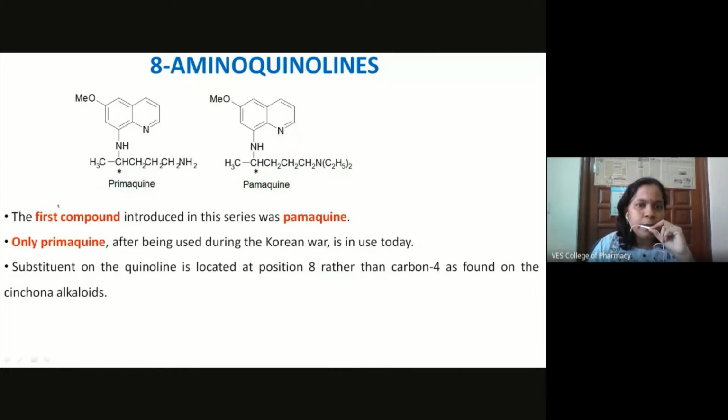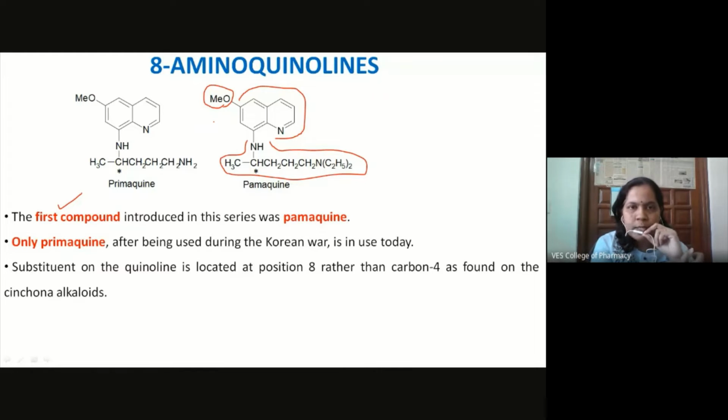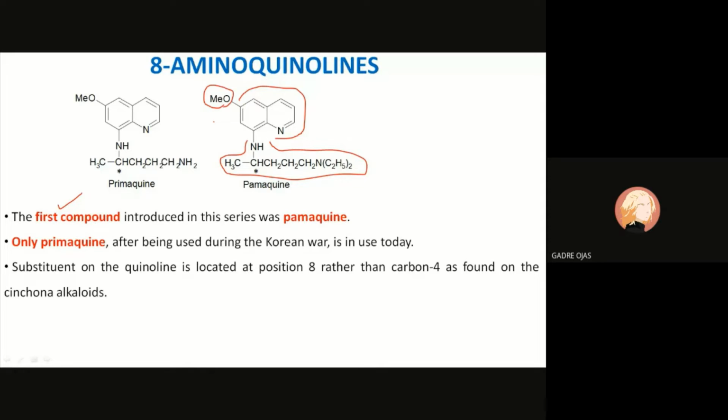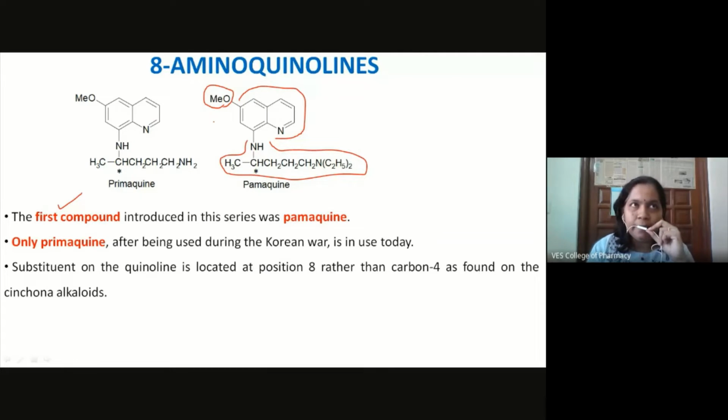So as I told you, the first compound introduced was Pamaquine. You can very well see it is an 8-aminoquinoline, and in addition to the alkyl substituent on the amino group at 8th position, you also have a methoxy group. Where have we seen this methoxy group, you remember? Which drugs had the methoxy group? Quinine and quinidine, all right, because cinchonidine and cinchonine were the desmethoxy analogs. So definitely quinine and quinidine were having this methoxy group. The same is brought forward into the structure of the 8-aminoquinoline.